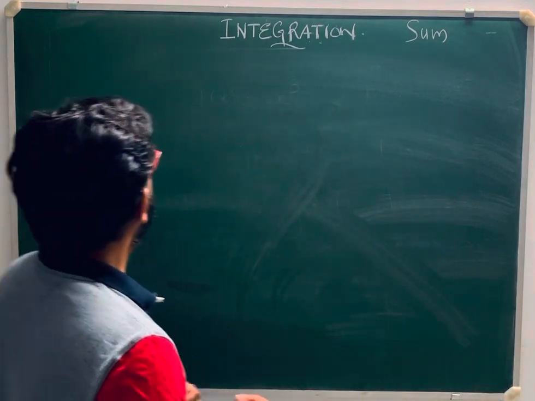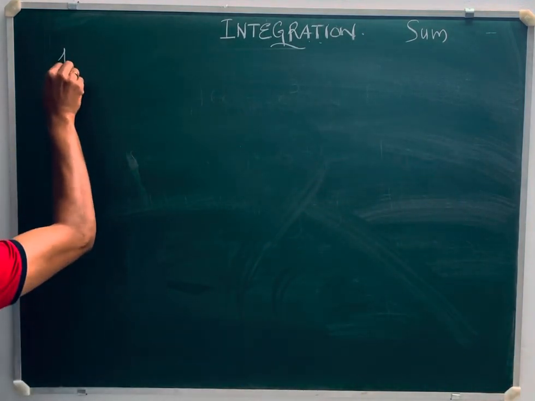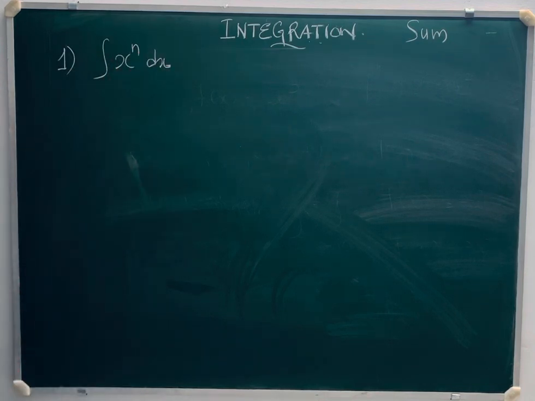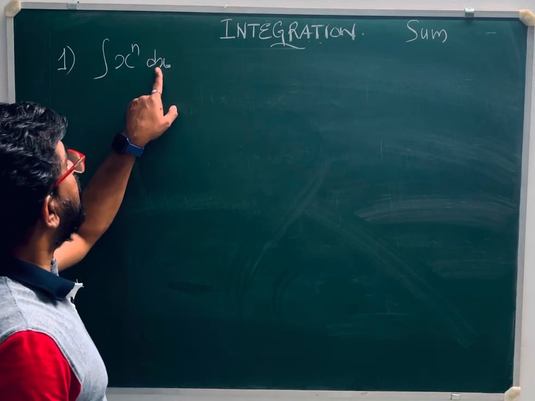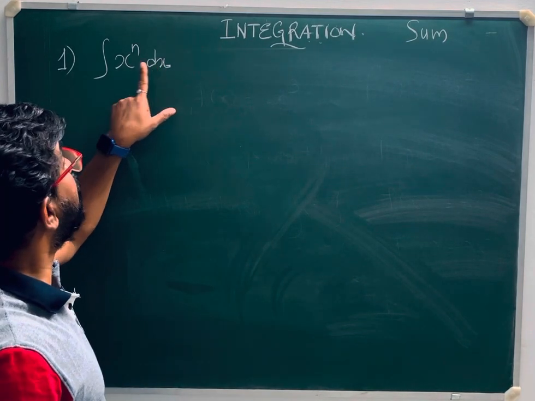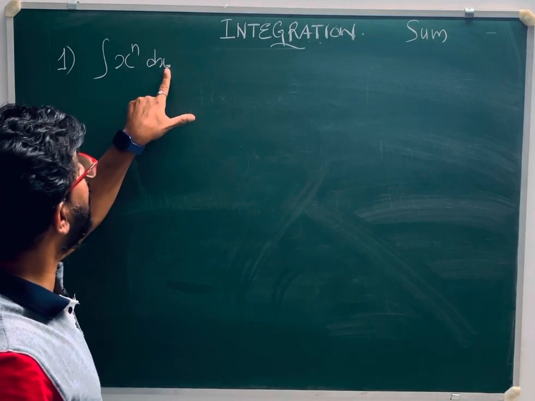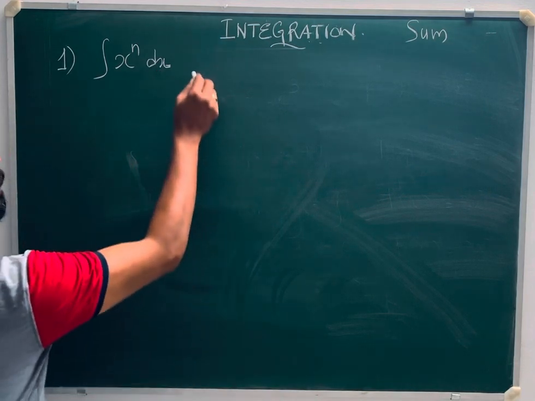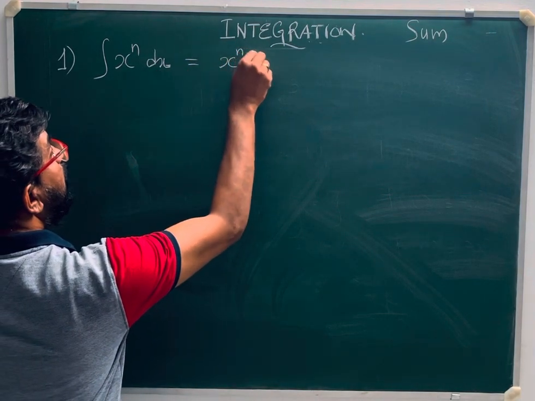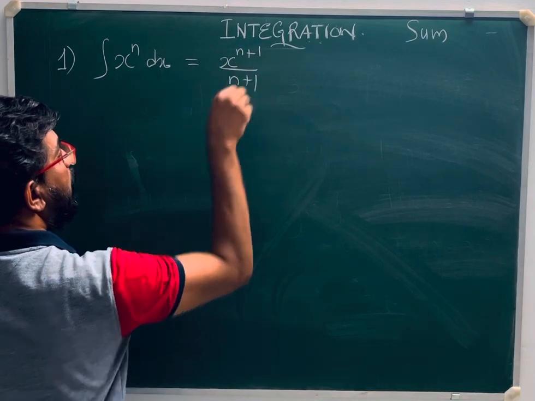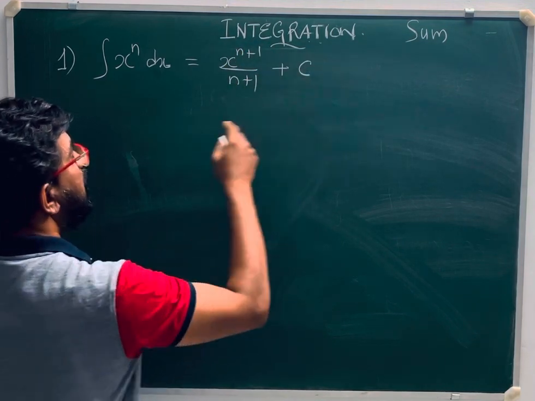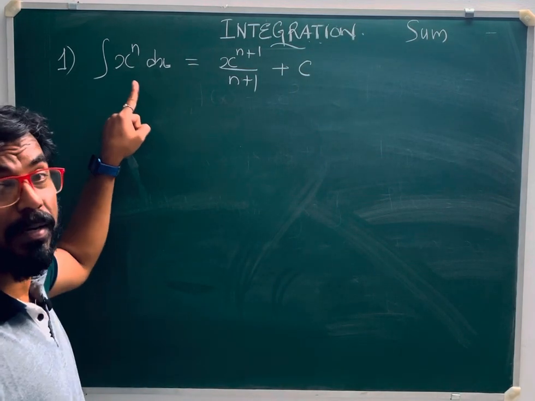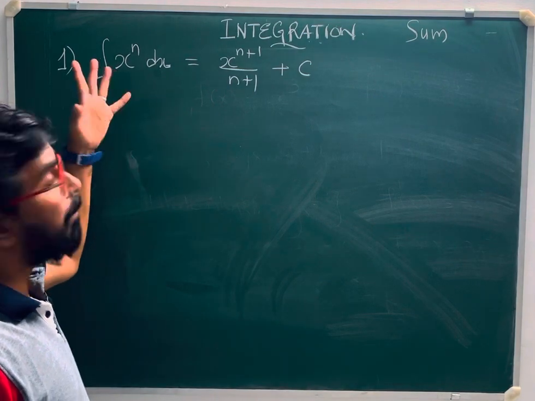So we'll start with the first formula: integral x power n dx. Looking at this dx, or dy, we say with respect to what variable we integrate. Here I will integrate with respect to x. So this is x power n plus 1 by n plus 1 plus c. This is the first algebraic formula. In this algebraic group we have x power n, e power x, 1 by x, a power x.